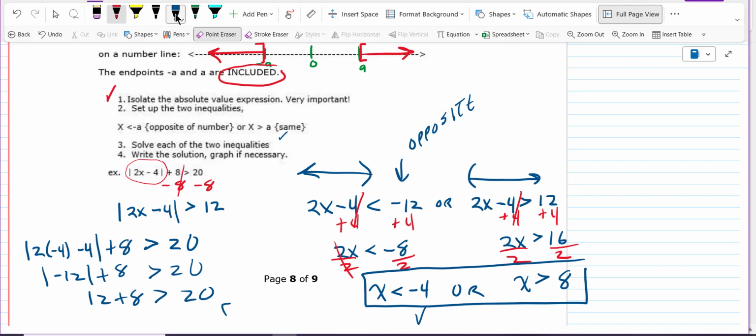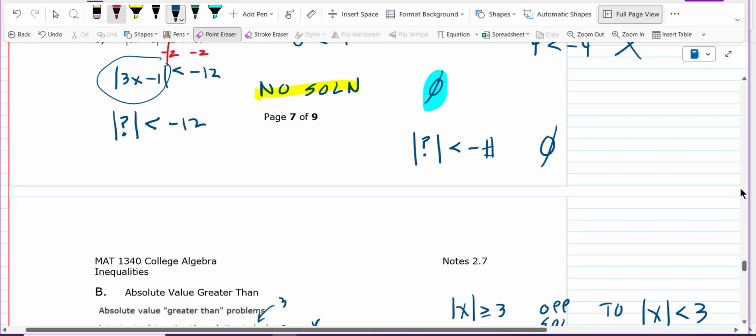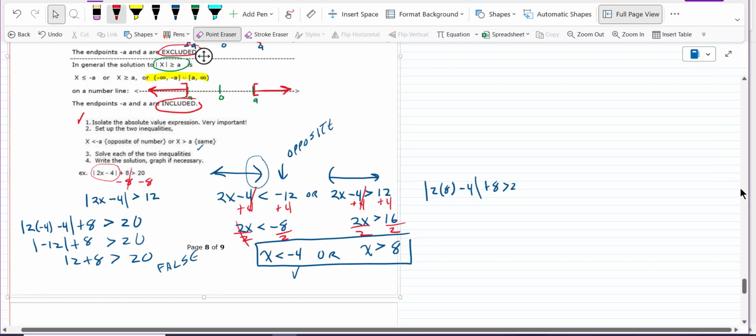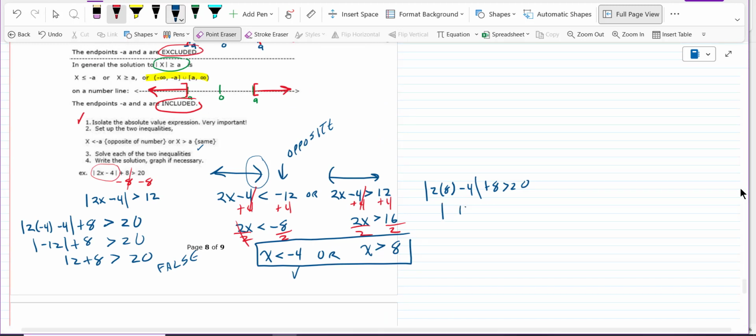So that's equal to 20. Now, this is a false statement. That's why you exclude that endpoint when you graph that. And you could do the same thing with the 8. If you plug the 8 in, you would have the absolute value of 2 times 8 minus 4, plus 8. That's going to have to be 20 also. Let me just prove to you that that's going to be 20. This is going to be 16 minus 4, which is 12, and then 12 plus 8 is going to be 20. So it's equal to 20. That's how you can tell your endpoints are correct. Real simple.